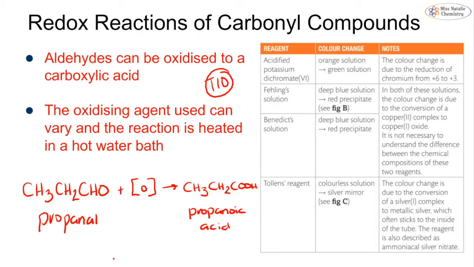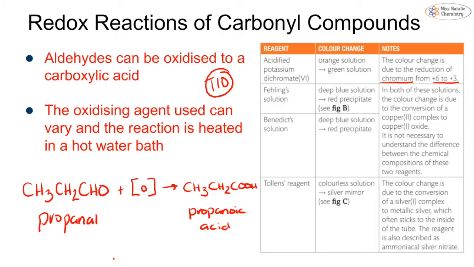So if we have acidified potassium dichromate(VI), this gives us an orange to green colour, and it is because we are reducing the chromium within the molecule from +6 to +3. Now that's something that you'll look at in a little bit more detail in topic 17 when you look at transition metals.